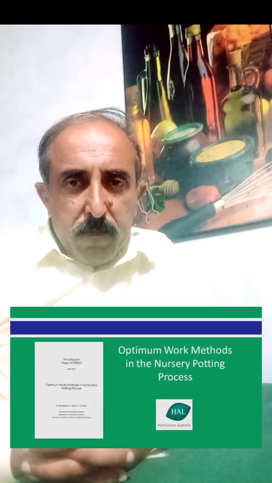More information can be found in the Horticulture Australia Limited funded project report, Optimum Work Methods in the Nursery Potting Process, and available from the NGIA website. Industry best practice guidelines provide valuable information and instructions on developing and operating an efficient production nursery.